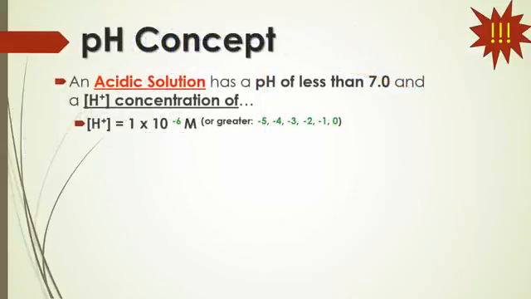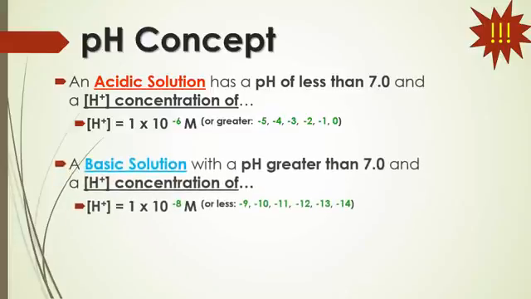Okay, so an acidic solution has a pH of less than 7, and the hydrogen concentration is going to be 10 to the negative 6th or greater. So 10 to the negative 6th, 10 to the negative 5th, and so on and so forth. All the way down to 0. If you have any of these numbers when you look at your concentrations, then right away you know that this thing is going to be acidic.